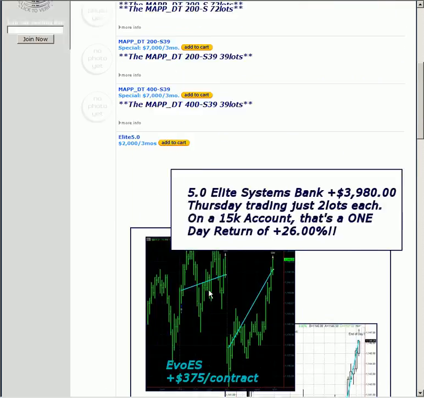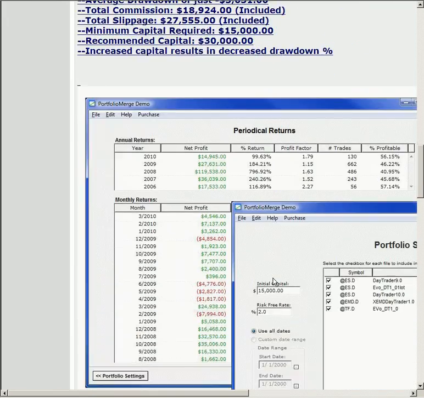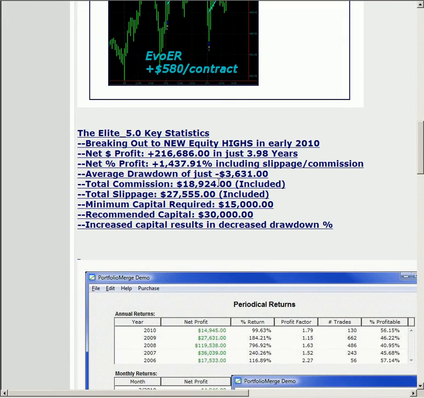We can go ahead and click on this right here, the Elite 5.0, right where we just were, and you can get the bevy of statistics. Look at this, $217,000 in profits over 4 years. 1,500% return. Of course, it's a very aggressive portfolio. Average drawdown of just $3,600. Total commission of $18,900 included. Total slippage of $28,000 included.